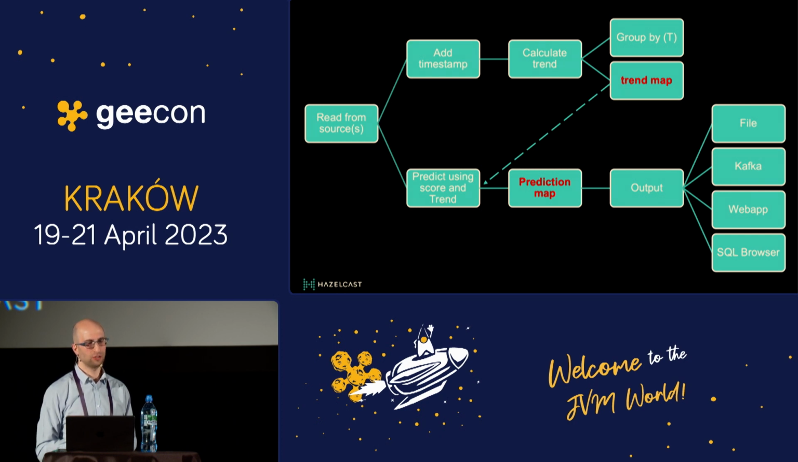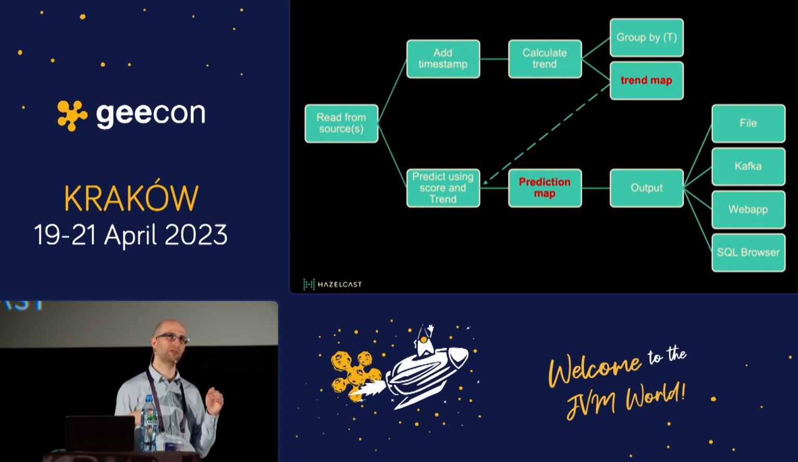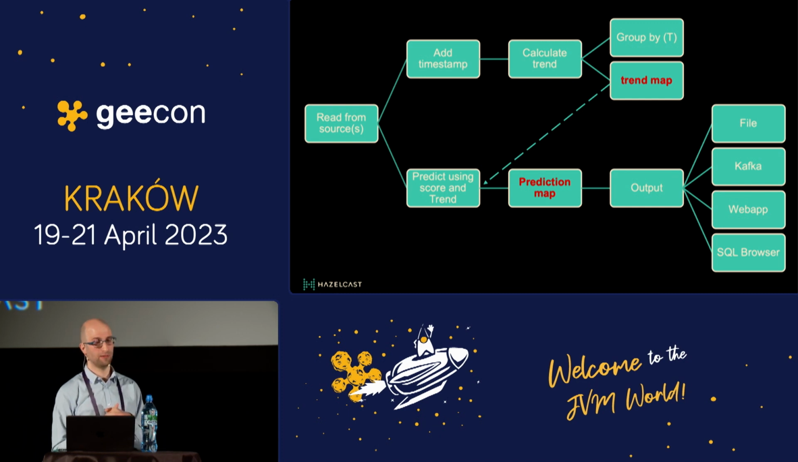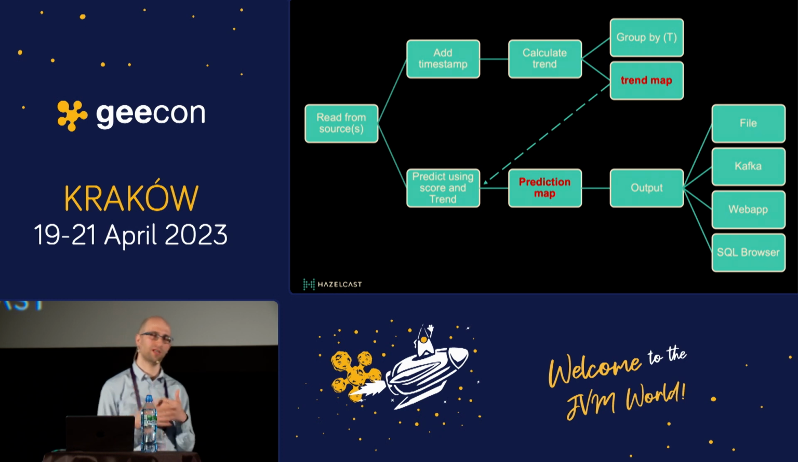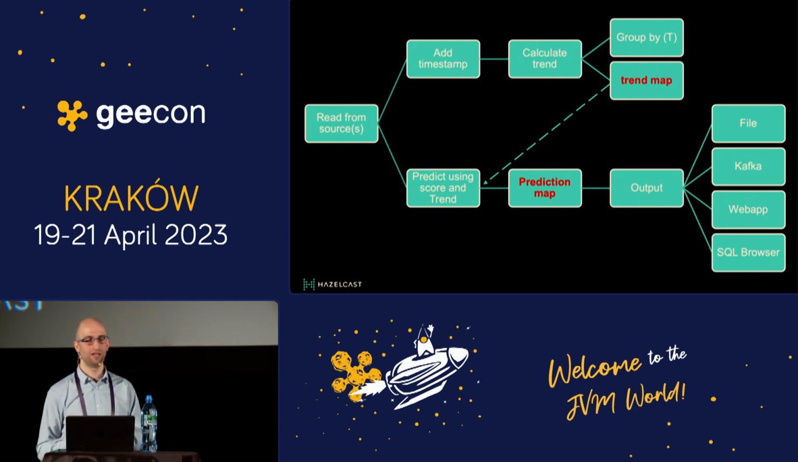Just to give you the idea of the architecture here. We are reading from multiple sources, and for this type of application we create multiple microservices. The microservices allow you, in this case, first to add a timestamp. So this line is where we do some kind of data transformation, calculate the trend and then group it by the transaction, or group it by the machine if you want, and then create the trend map.